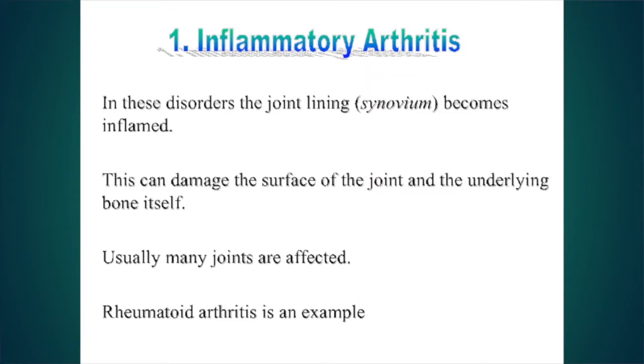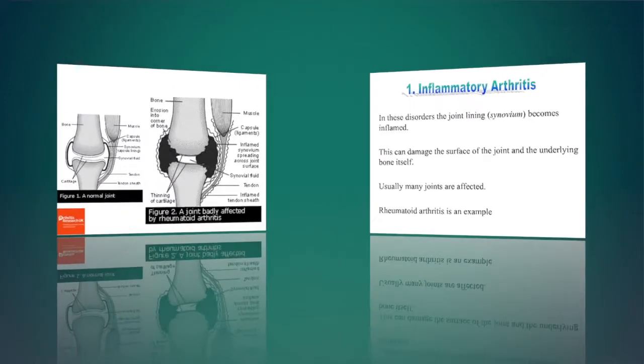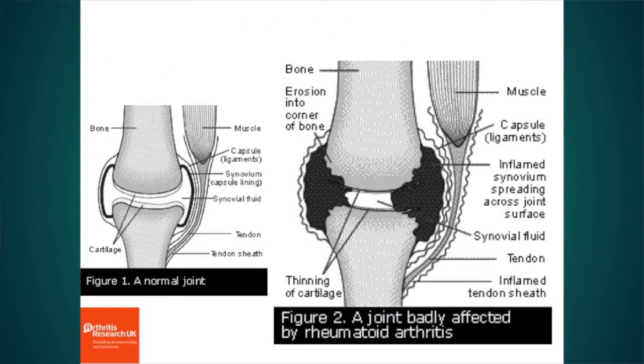Obviously inflammatory arthritis is the group that we're considering today. In these disorders, the joint lining, the synovium, becomes inflamed. This can damage the surface of the joint and the underlying bone itself. We usually find that many joints are affected, and rheumatoid arthritis is an example of this, as are psoriatic arthritis and gout.